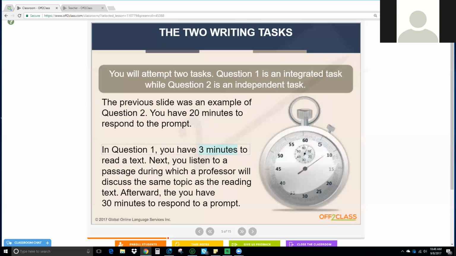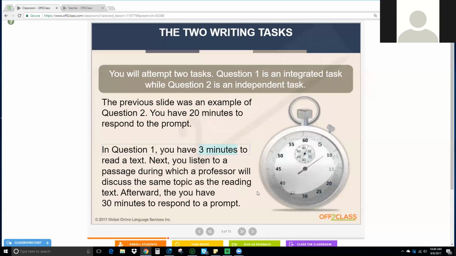We had a text and a listening passage. So you'll have 3 minutes to read the text. That's not very long, so you want to write your keywords and move on. Get through the paragraphs. Then you're going to listen to a passage where a professor will be discussing the same topic you just read about, and he or she may or may not have the same opinion or the same information as what was in the text.